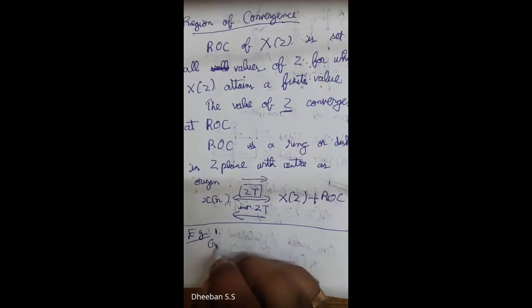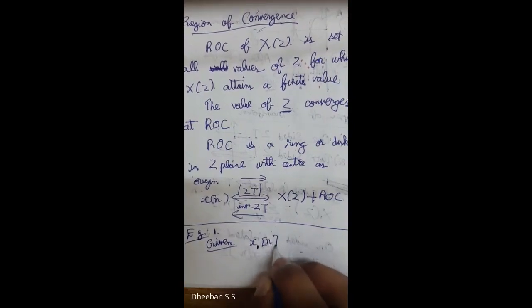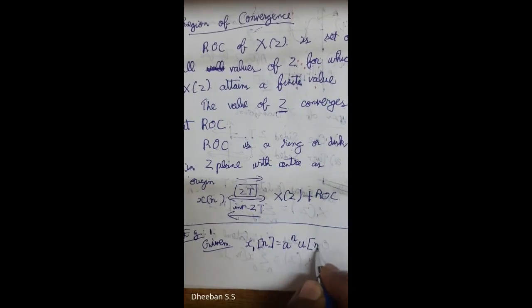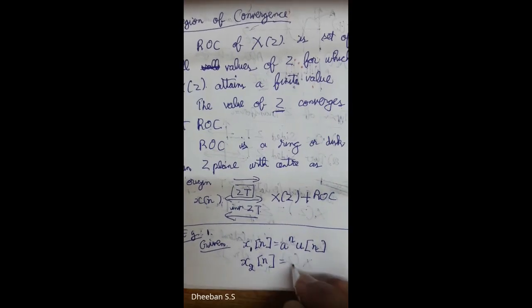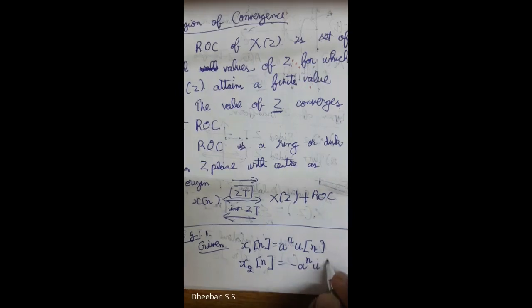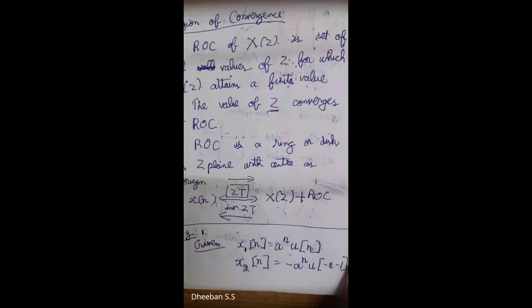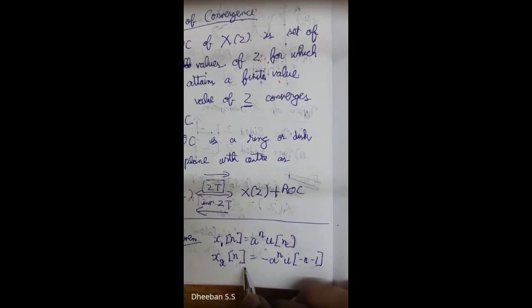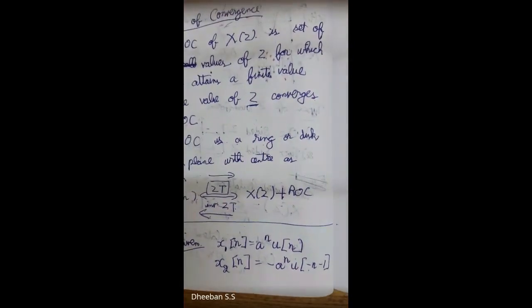Given x1 of n equal to a to the power n times u of n, then x2 of n is equal to minus a to the power n times u of minus n minus 1. If it is not visible, I'll just repeat. You just follow with my audio voice.